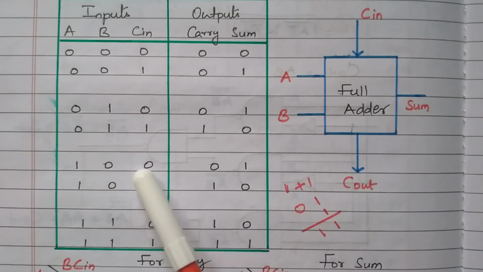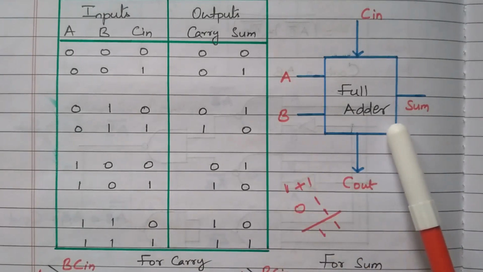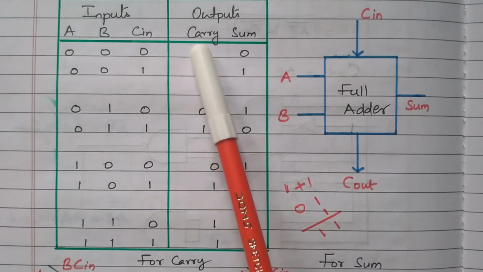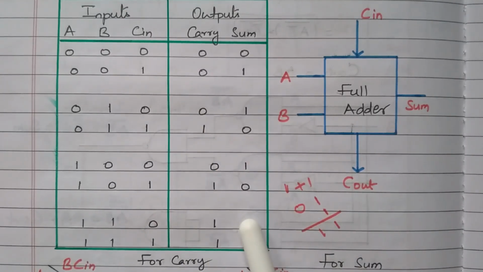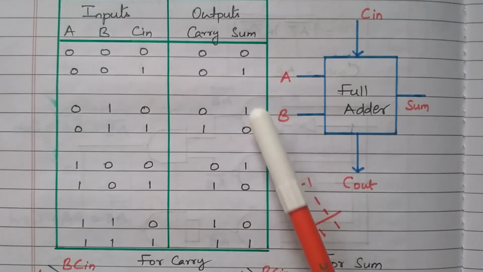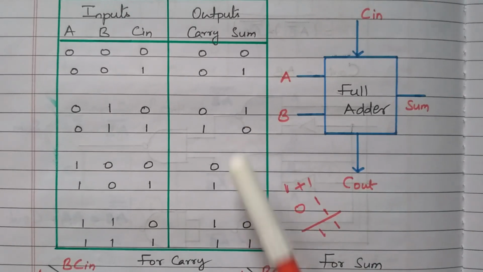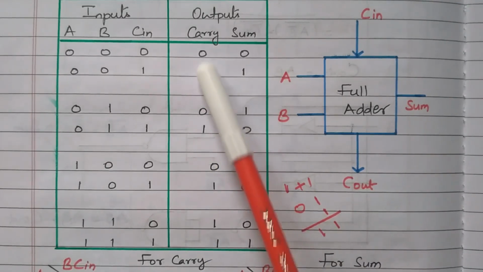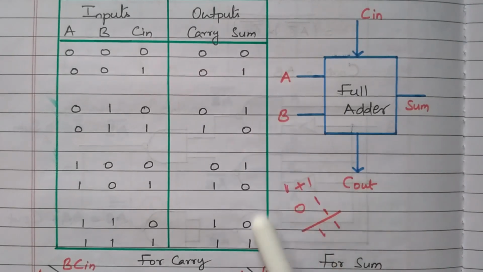Now, we discuss the truth table and block diagram. From the truth table we have carry and sum. We need to develop the logical expression for carry and sum by considering this. Here 1, 2, 3, 4 ones are available. Here also 1, 2, 3, 4 ones are available. By using the K map, Karnaugh map, we need to develop the logical expression for carry as well as sum by considering these ones. Now, we will go to the Karnaugh map, K map.